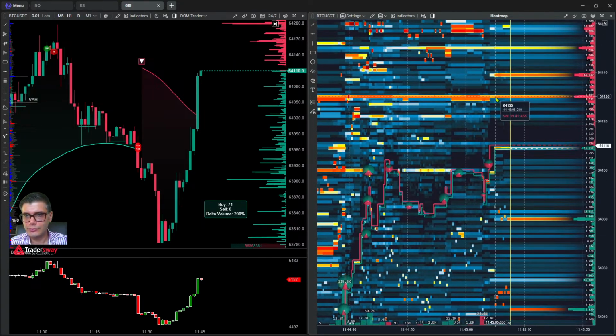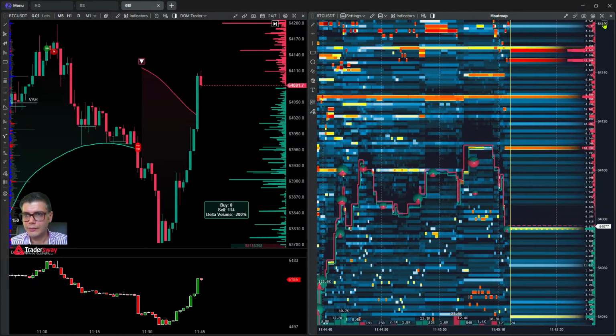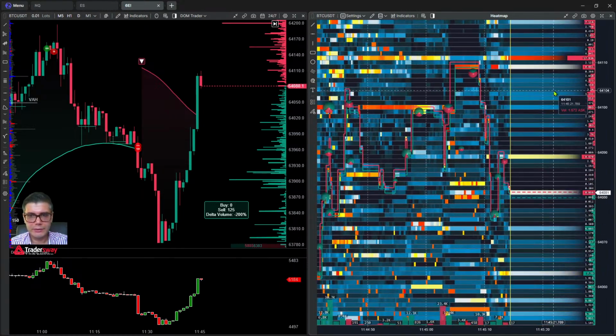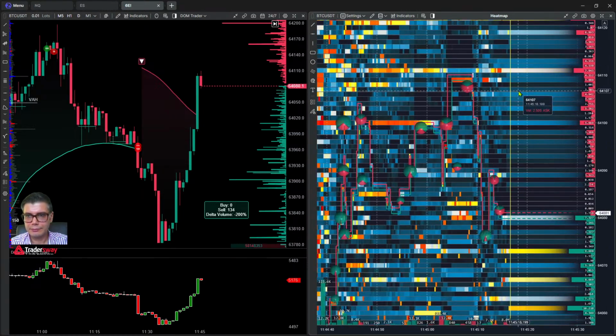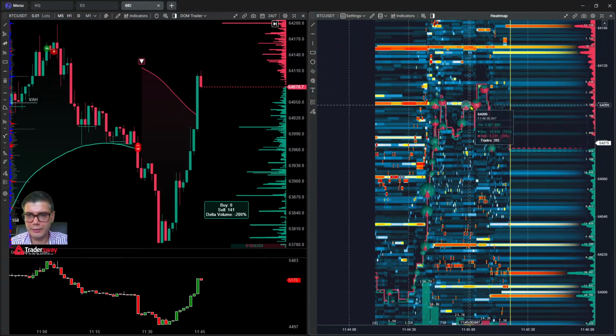The liquidity showed here in orange. It's an accurate heat map. There's a lot of spoofing going on the heat map. I'm not a big fan.